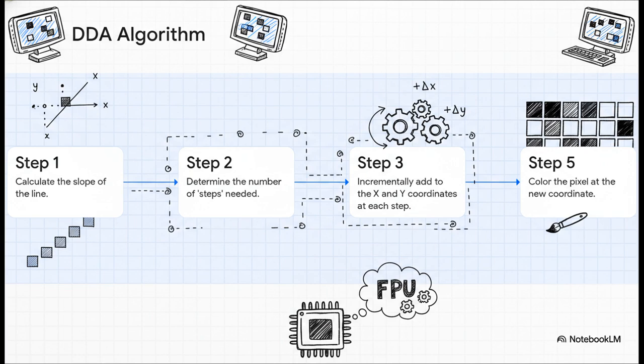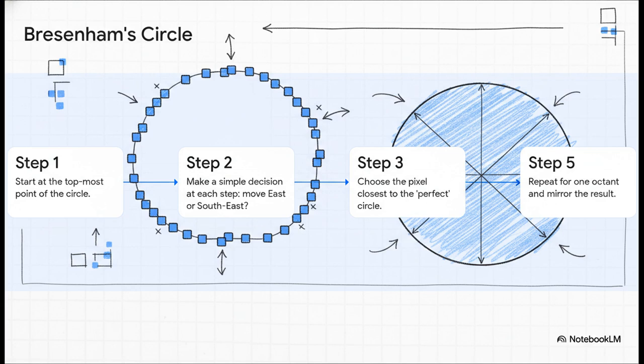It basically figures out the slope of a line and then just takes these tiny little steps from the start point to the end point, coloring in the closest pixel at each step. It's a really straightforward idea, but it used some floating point math that could really slow down older computers. But then came an even smarter recipe, Bresenham's algorithm. Now this is just brilliant. Instead of all that complex math, it breaks the problem down into a series of really simple decisions.